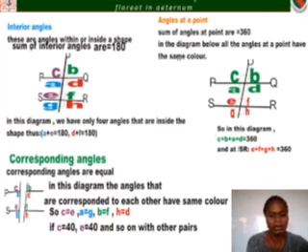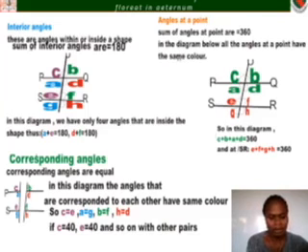Interior angles. These are angles within or inside a shape. The sum of interior angles is equal to 180. In this diagram, we have only 4 angles that are inside the shape. Thus, angle A plus angle E is equal to 180. Angle D plus angle F is equal to 180.